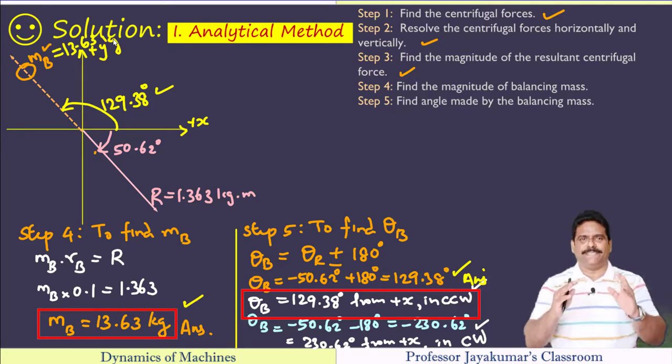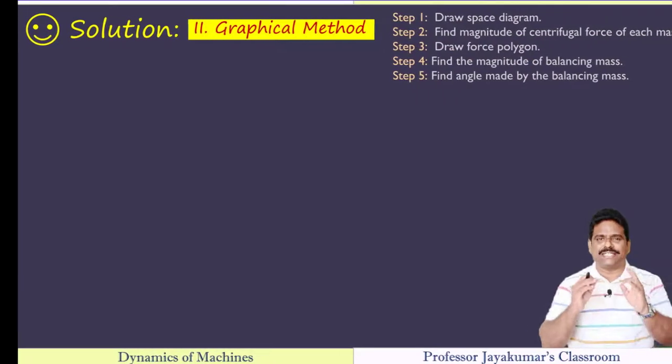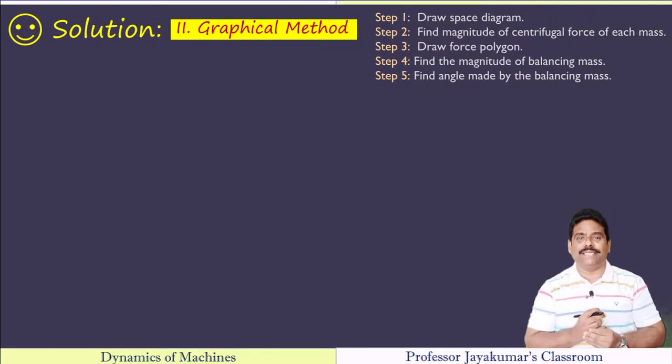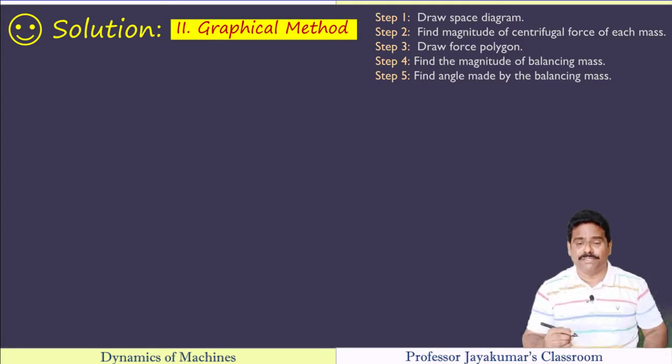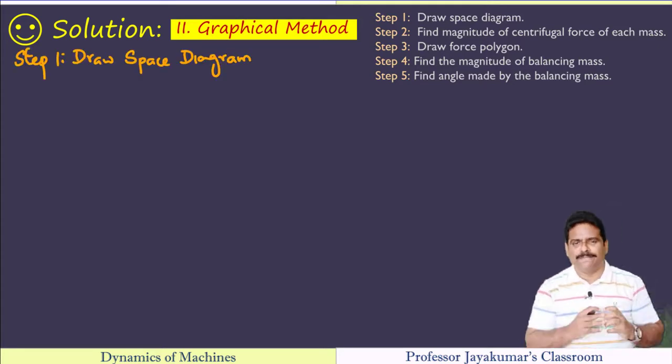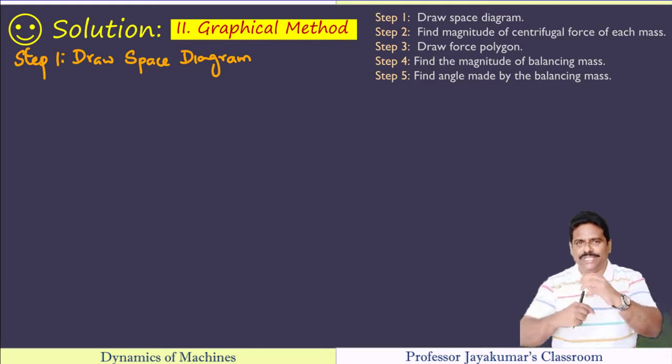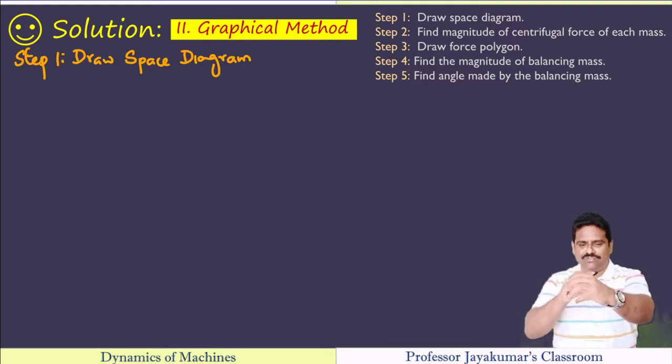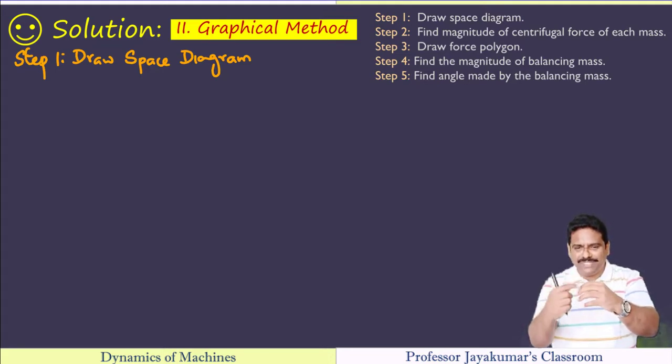Is that clear? Yes. Let us try to attack the same problem by the graphical method. Step number 1 says we have to draw the space diagram, the configuration diagram. Since all rotors are rotating in the same plane, if I see from the front view, I will not get any clue about the angles between those rotors.